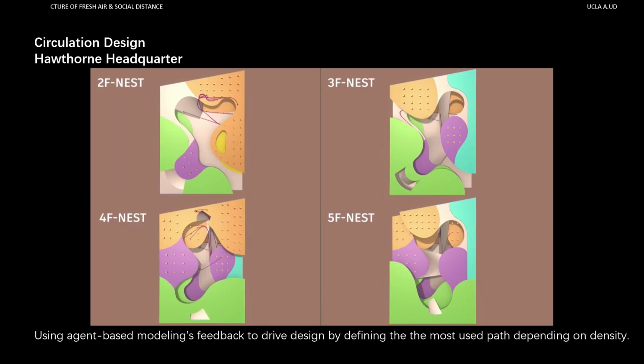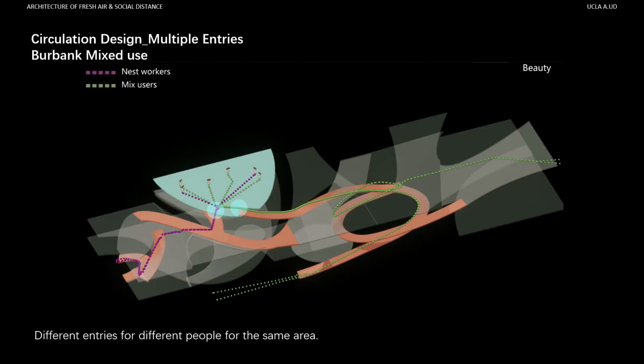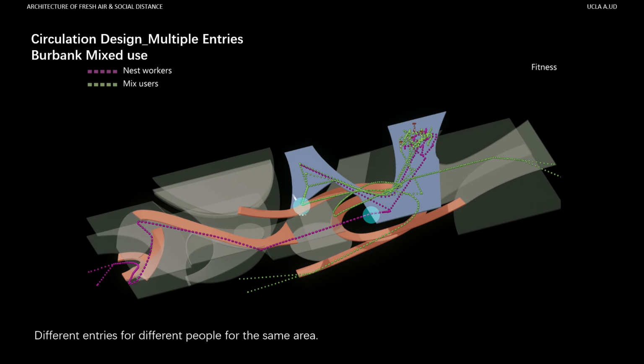For the circulation design, in the Hawthorn headquarter project, I designed the location of ramp and stairs according to the density of agents aggregation. In the Burbank mixed-use project, I divided the crowd into nest workers and mixed users. The two groups of people enter different entrances when they arrive at the same function spaces, in order to reduce interference. And the agent simulation design tool helped me test this and find the position of the engines.